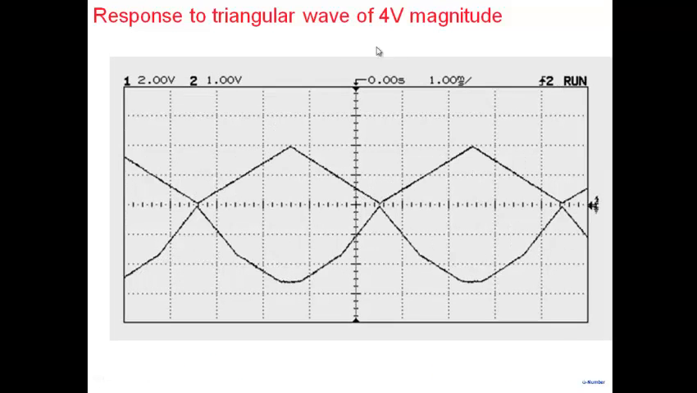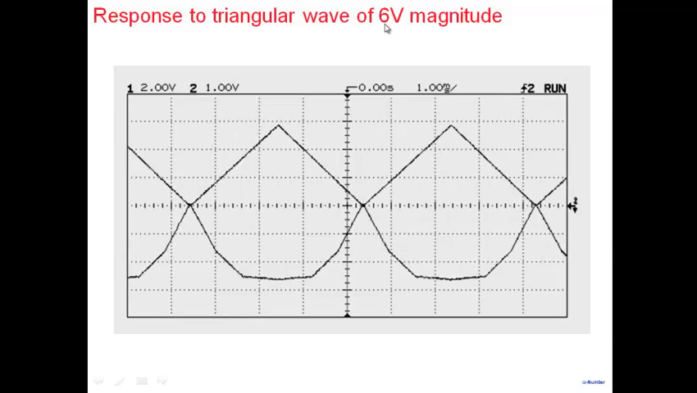Again, as we have said, the circuit would work for a particular value of triangular wave input, in this case 4 volt. If you increase the amplitude of the triangular wave, let's say to 6 volt, you can see the approximation to the sinusoid becomes poor.